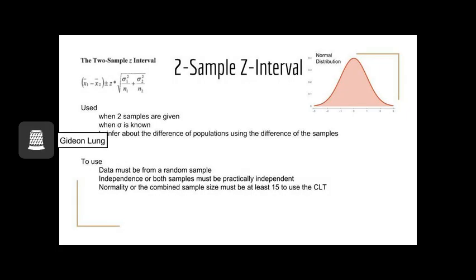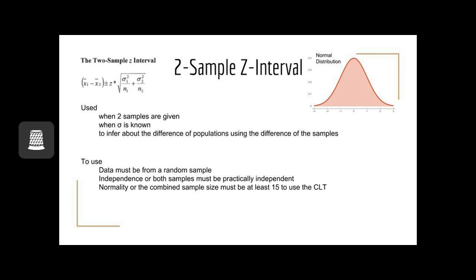Here we have the two-sample z-interval. When you look at the intervals, you can see that it has the x bar 1 minus x bar 2 plus or minus z star times the square root of standard deviation of 1 squared over n1 plus standard deviation of 2 squared over n2.